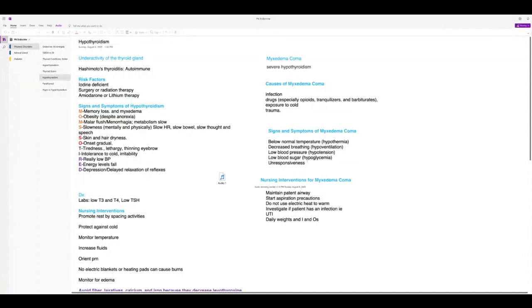So the most important thing for you, for somebody that's unresponsive, is to maintain a patent airway. So you're going to start the aspiration precautions. Never use electric heat. Investigate if they had an infection or a UTI, like what triggered this. Okay, so you want to do that. Daily weights and I's and O's are important with that.